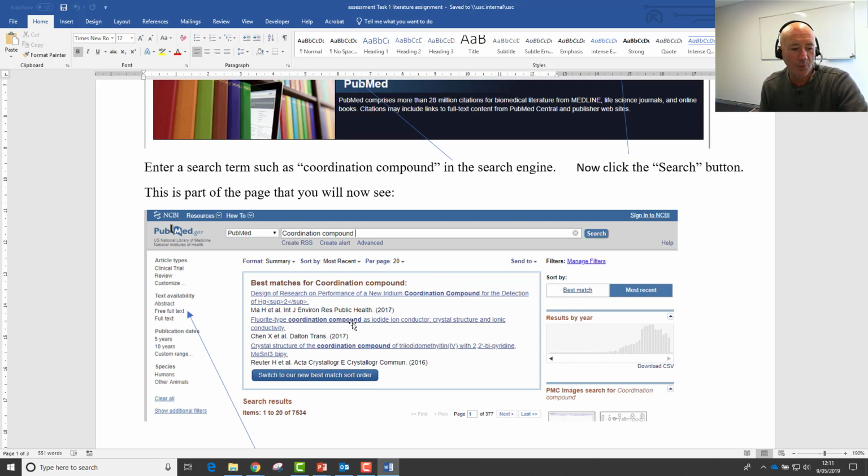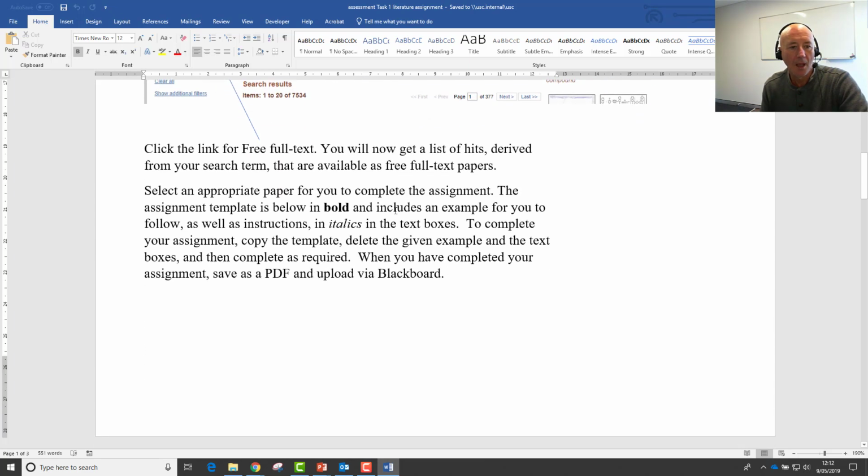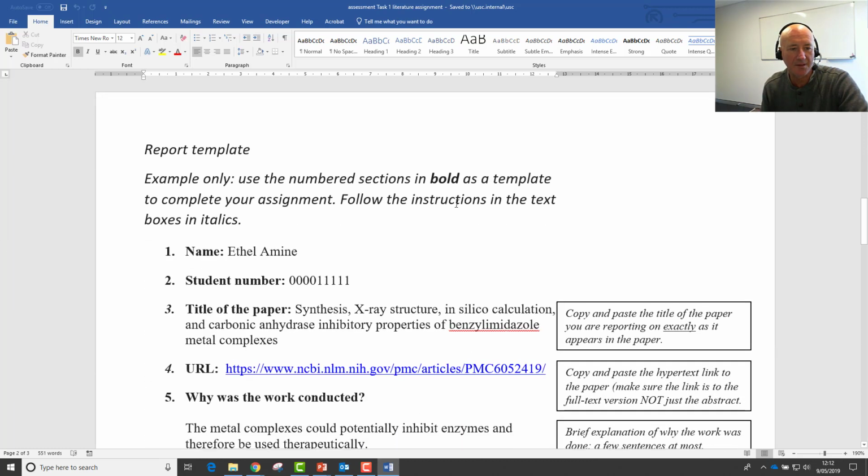Clearly you need to look at the full paper, but you can very quickly do so by using this particular procedure here, which is what it says there. Click on the link for full free text. You pick the paper, and then there's an assignment template below in bold, and that'll show you what to do. And then of course, to complete it, you have to submit it. The instructions are there, and they're also in Blackboard on how to submit it.